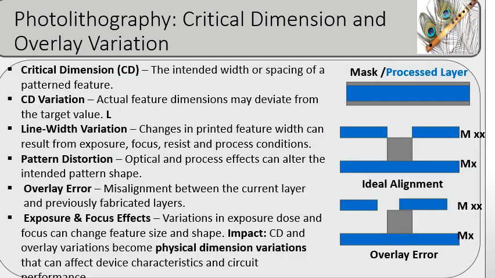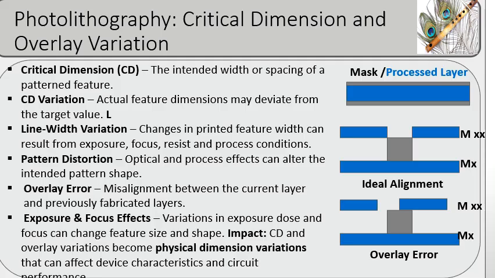Photolithography introduces two important categories of physical variation: critical dimension variation and overlay variation. Critical dimension, or CD, refers to an important physical dimension of a patterned feature, such as a gate or metal line width. The actual printed dimension may differ from the intended value because of variations in exposure, focus, photoresist behavior and other process conditions. The pattern can also experience distortion, causing its shape to differ from the original mask geometry.